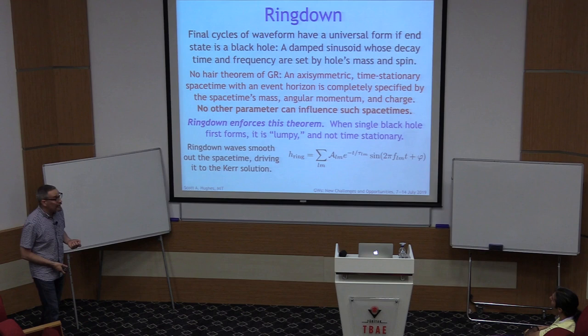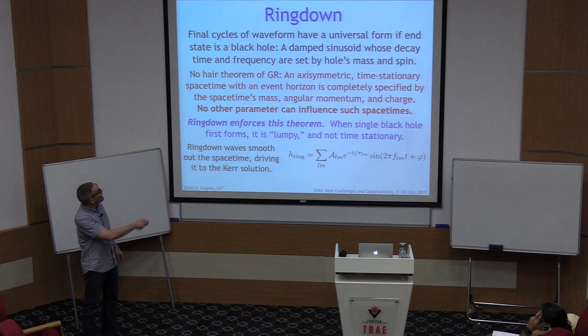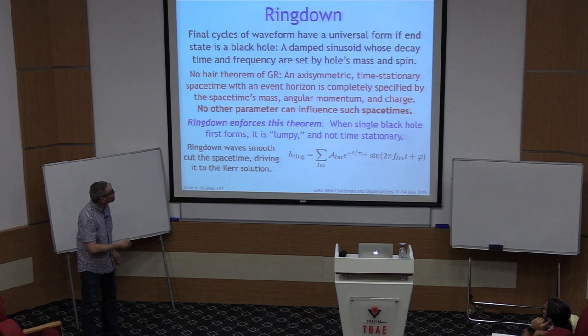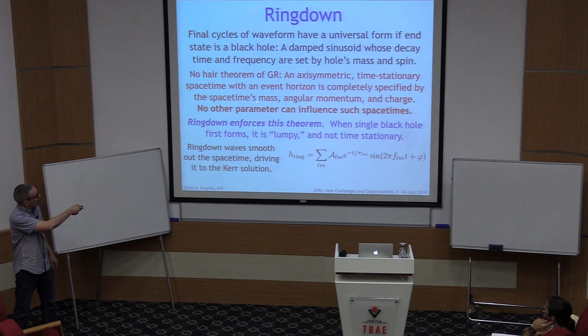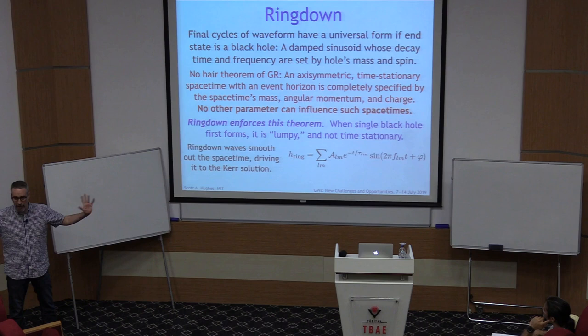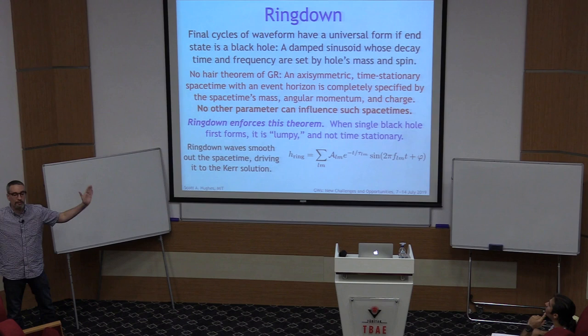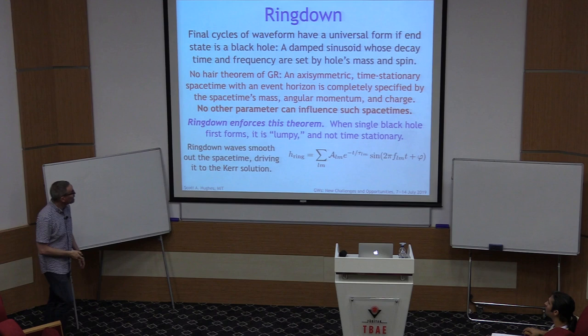The no-hair theorem tells us that any axisymmetric, time-stationary space-time that has an event horizon is completely specified by three simple quantities: the space-time's mass, its angular momentum, and its charge. Astronomically, charge tends to be unimportant, and so mass and angular momentum should be the only things that characterize the late state of a merger that produces a black hole. There's no other parameter that can influence it.